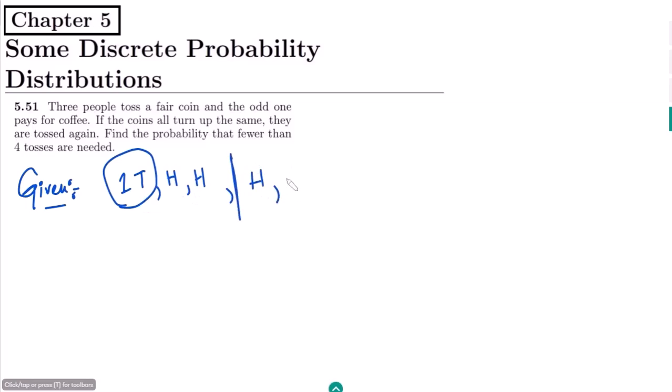Now first of all, let me write the given data. What are the conditions given here? There are 3 people who are tossing a fair coin. If the coins all turn up the same, they are tossed again. What does it mean? The 3 people are tossing a coin and the odd one of them, if one is tail, 2 are heads, then this tail will pay for the coffee. Similarly, if one is head and the other 2 are tail, this head one will pay for the coffee. Okay, so this is what we have.